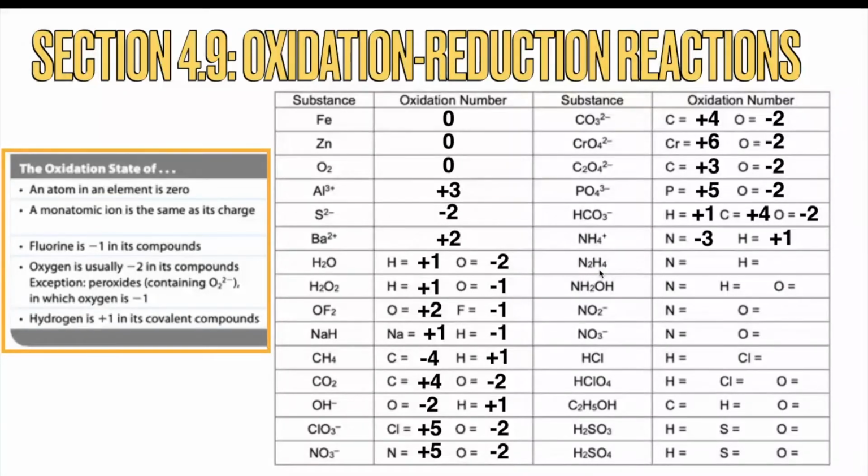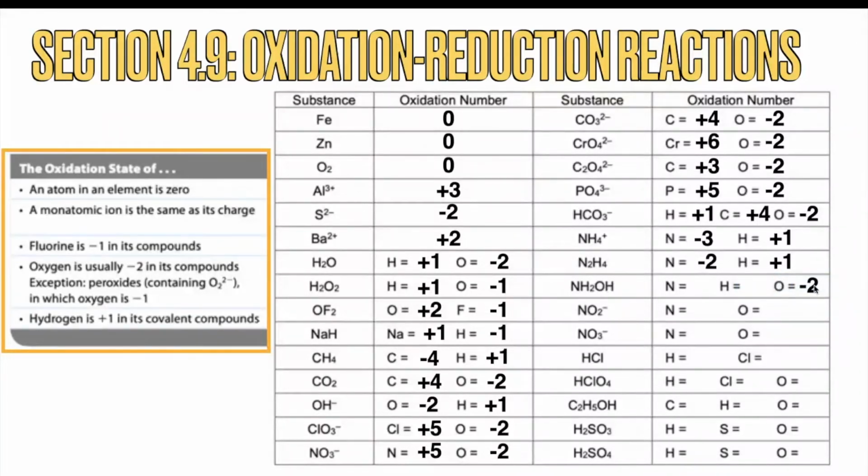Okay, we have N2H4. Hydrogen has a +1. Nitrogen has a -2 then in order to add up to 0. Again, all of these ones that we just did from hydroxide all the way to ammonium were polyatomic ions. These ones right here, these two are not.